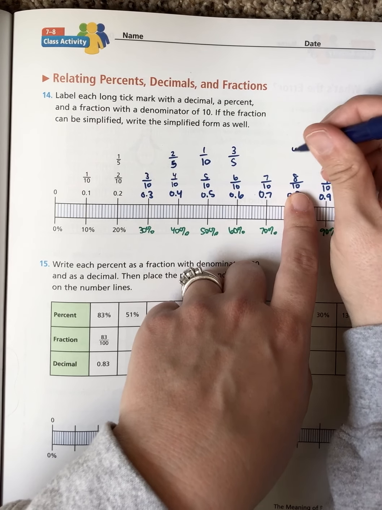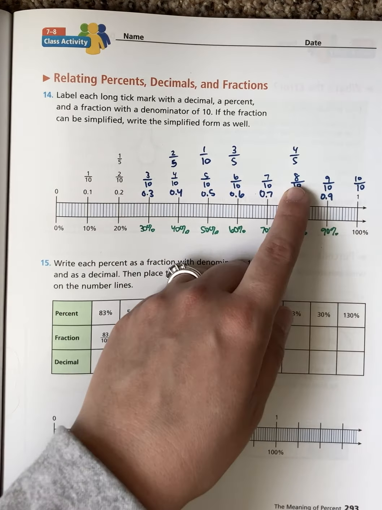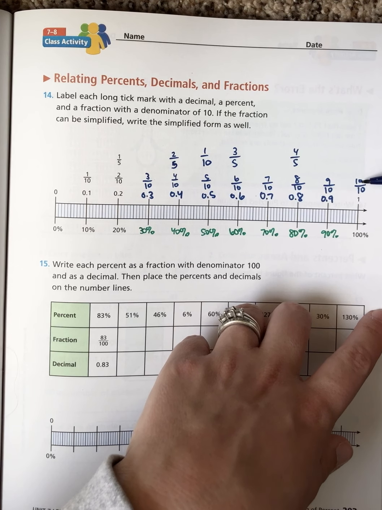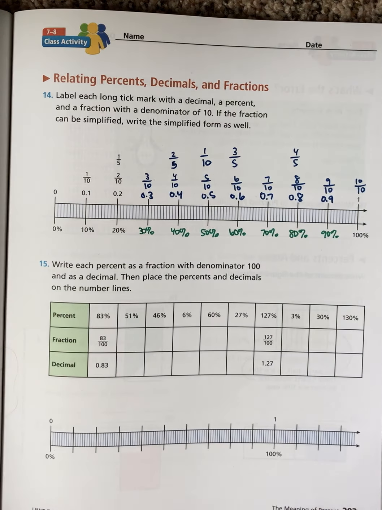8/10, if I divide both of them by 2, simplifies to 4/5. 9/10 does not simplify, and 10/10 already simplifies to a whole or just the number 1, which we already wrote down here. So that's what they wanted us to do in number 14.